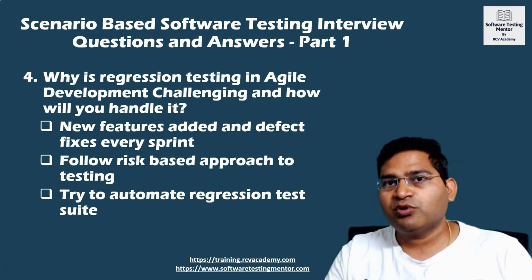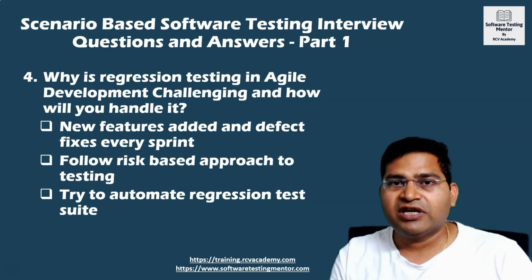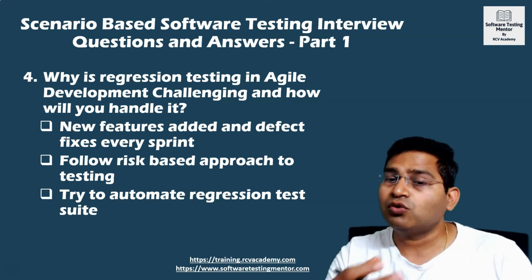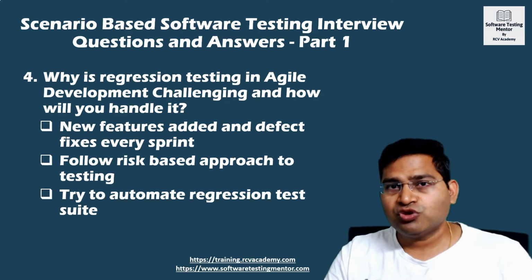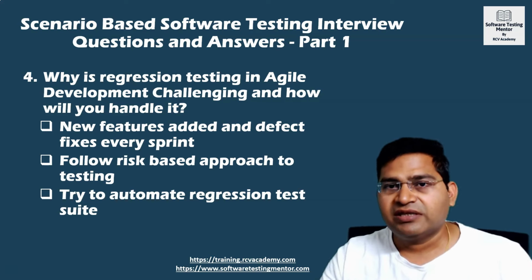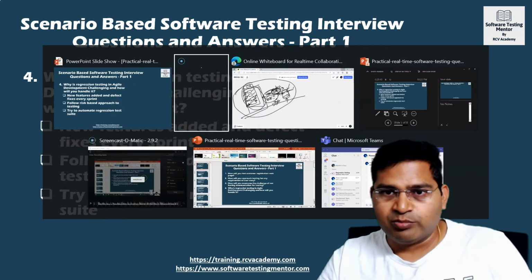So risk-based testing approach will help you. The best thing to do in agile development to handle regression testing is to automate. So try to automate the regression test suite, and that will be the best approach to handle regression testing in agile development, right? Now let me quickly go to the whiteboard, okay?